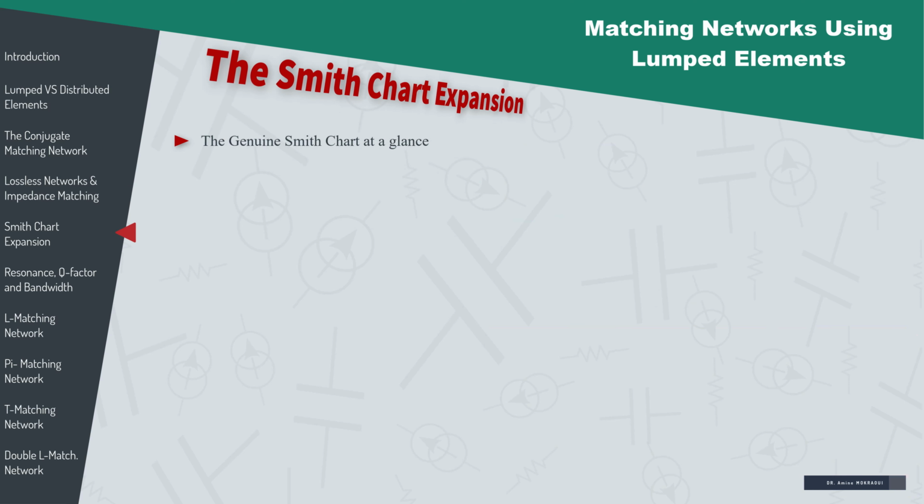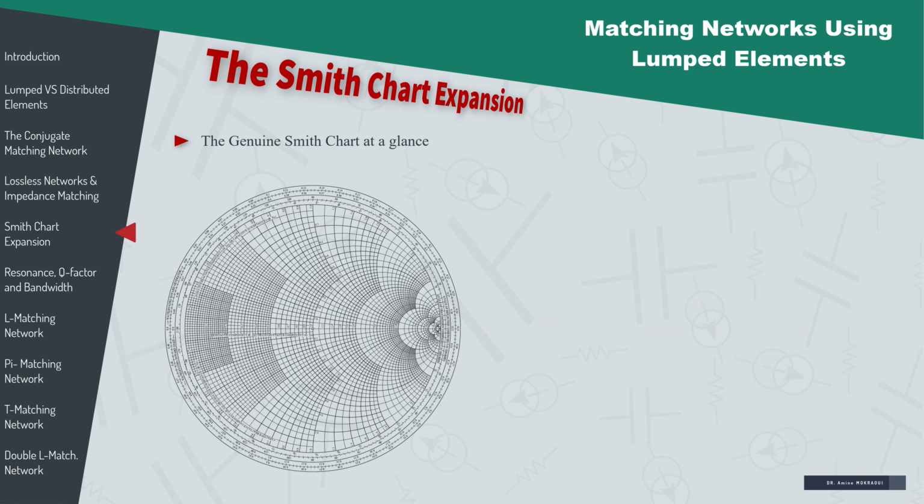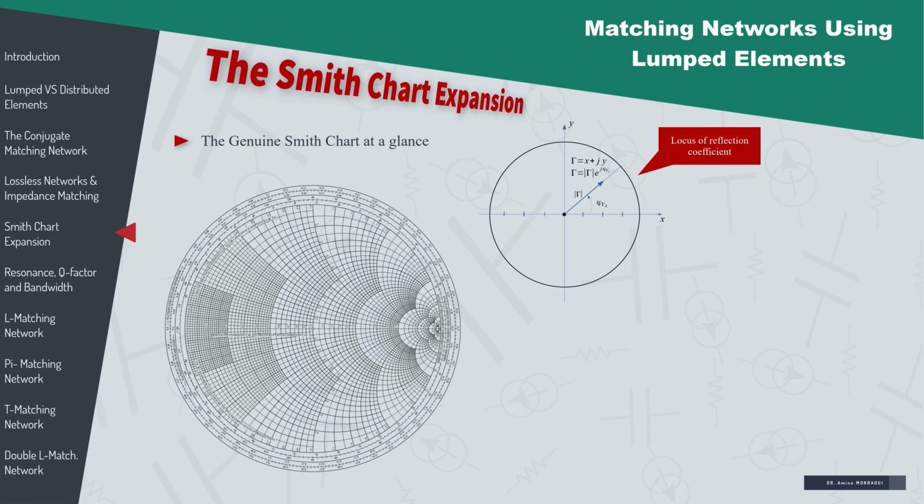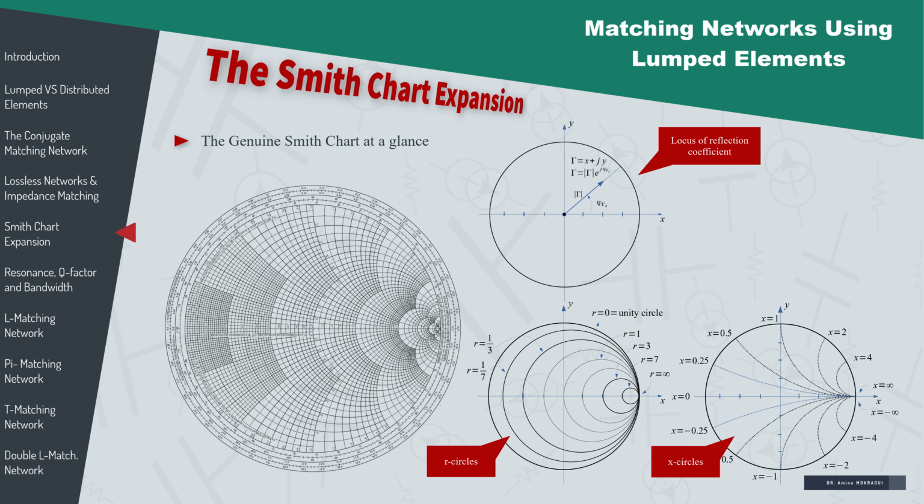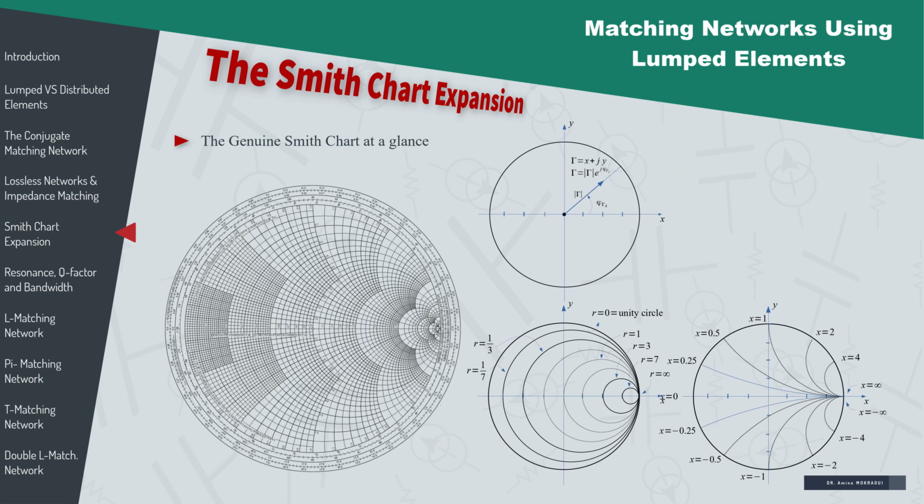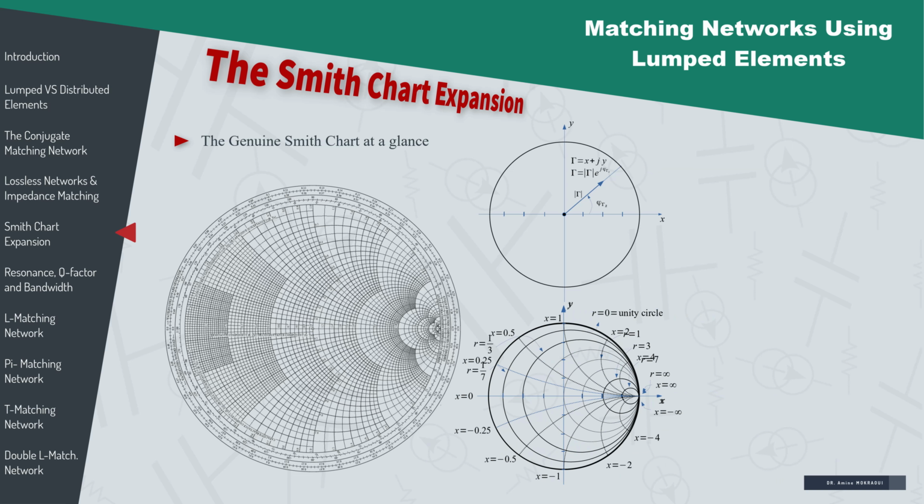Let's now expand the Smith chart tool. The genuine Smith chart is already handy when working with impedances and reflection coefficients. The chart represents the locus of the reflection coefficient, which is then mapped to a normalized impedance thanks to a grid made up of R circles and X circles. R values are always positive, while X values can be positive or negative.